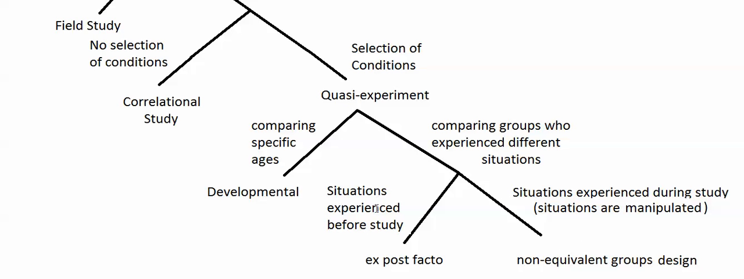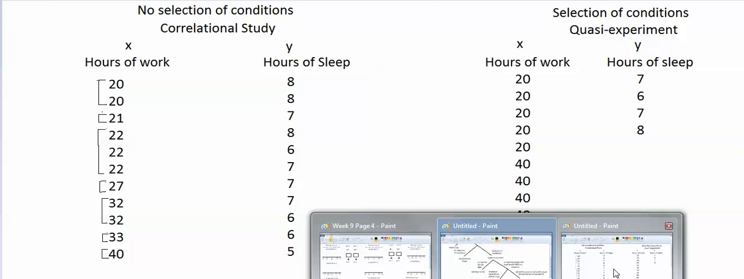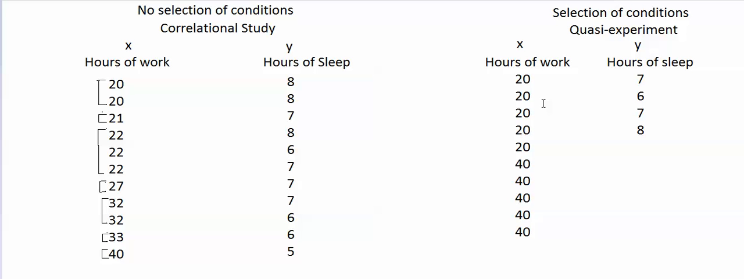If the situations were experienced before the study, it's ex post facto. So if I'm comparing a group of participants who went to preschool and a group who didn't go to preschool, it's ex post facto because they experienced either preschool or no preschool before entering my study. They didn't go through those situations during my study.